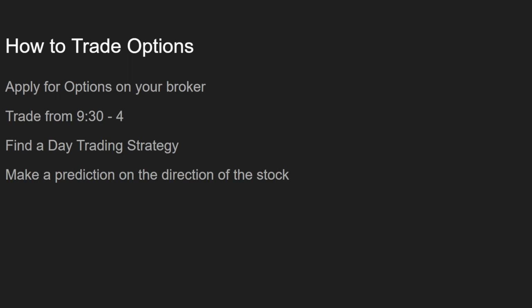So if you find the concept of options trading to be interesting and it's something you're interested in doing, it's very simple to do. You want to go to your stockbroker account and apply for options. It's not something that's given to you straight off the bat, but it's very easy to get approved. And once you get approved, you have the ability to trade from 9:30 to 4, Monday through Friday. And trading could be seen as gambling, but with a proven strategy, it isn't gambling and you have an edge over everyone else. So now you want to find a day trading strategy that best fits your personality and your type of trading. And now you're just going to charts, use your analysis, and make a prediction on the stock.